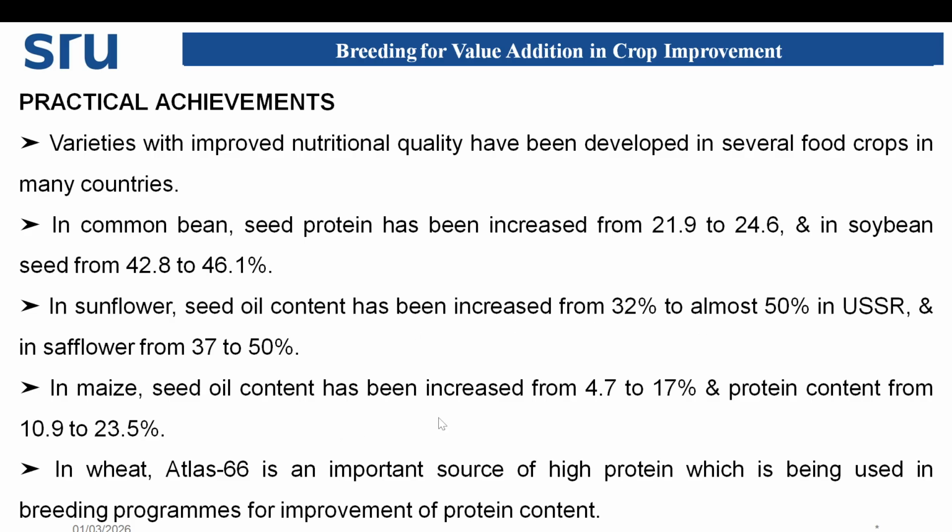In maize, seed oil content has been increased from 4.7 to 17% and protein content from 10.9 to 23.5%. In wheat, Atlas 66 is an important source of high protein which is being used in breeding programs for improvement of protein content.